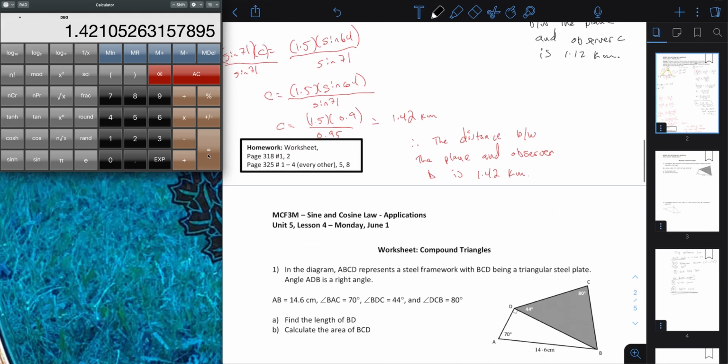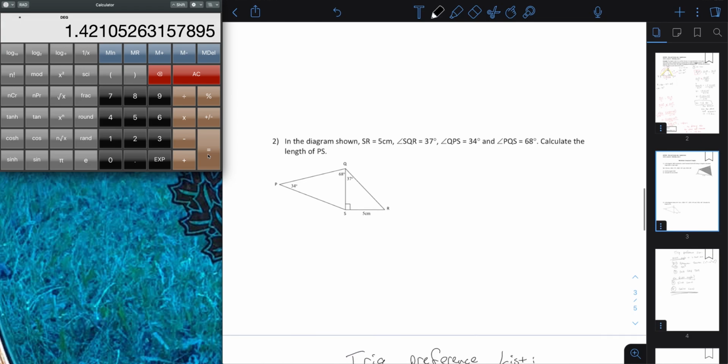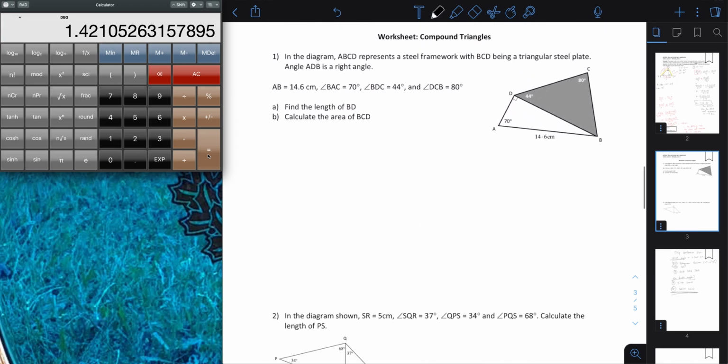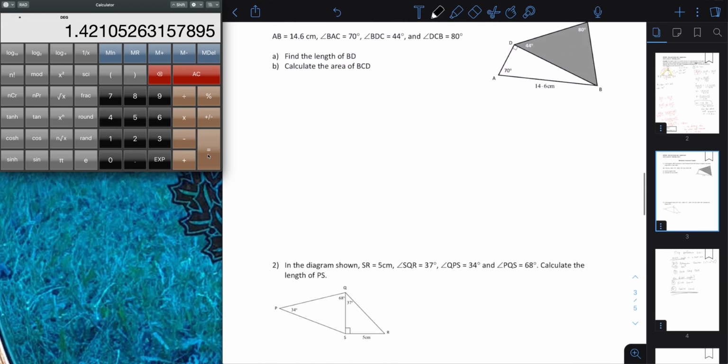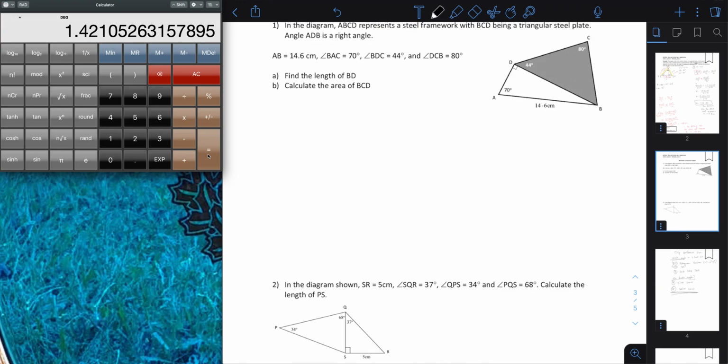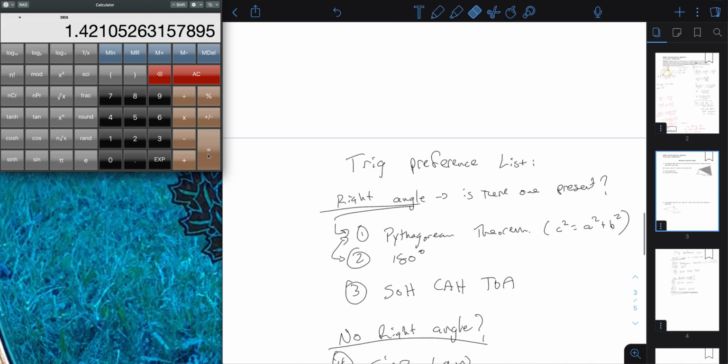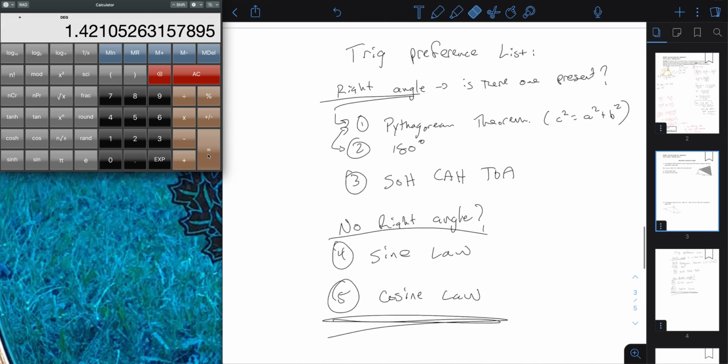So there's lots of questions here for you guys to practice on. There's some compound triangles I was talking about before. These are examples where you might need sine and cosine law in order to solve for something else, in order to actually answer your question of, let's say, what angle B is or something. That's it. You guys can let me know if you have any questions. Hopefully you found this preference list helpful as well. So let me know if you have any questions.